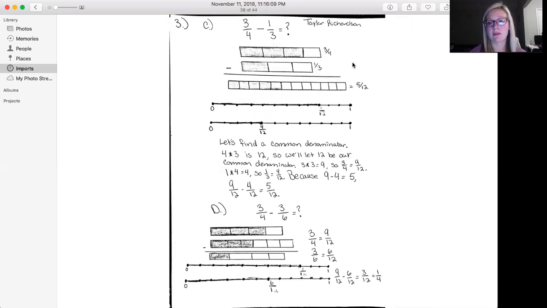And so we have our 3/4 right here shaded in, and then we have the 1/3, and we're going to subtract that by getting a common denominator. And we know that 3 times 4 is 12, and so that's going to be our common denominator because that's an easy one. And so 1 times 4 is 4, so we're going to have 4/12. And we're also going to have 3 times 3 is 9, and we're going to have 9/12. So we know that 9/12 minus 4/12 is 5/12. And so that's also shown on the number line there. And then the same method goes for part D.